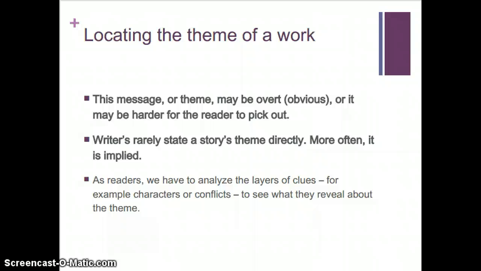You're going to have to look beneath the surface of the obvious things that happen. So analyze the layers of clues. You really want to be looking at the characters. So what are the characters like? What are their attitudes? What are the conflicts that are going on in the story that drive the plot forward? This is a really important place to look when you consider what's the theme. So these things are going to reveal what is being said about your concept.